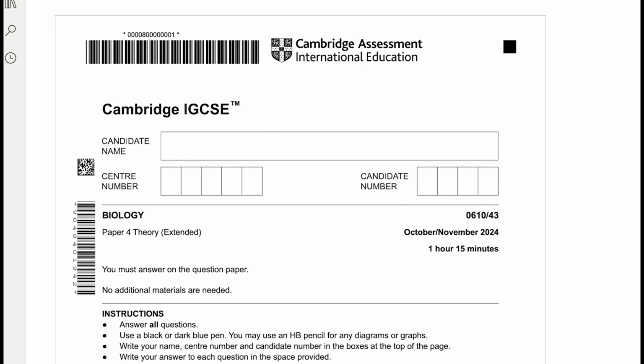Hello, so we have a biology paper here, which is of November 2024, paper 4.3. Okay, so we will navigate through this paper and see what it actually wanted. Okay, so let's start with question number 1.